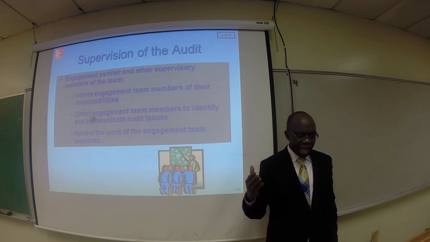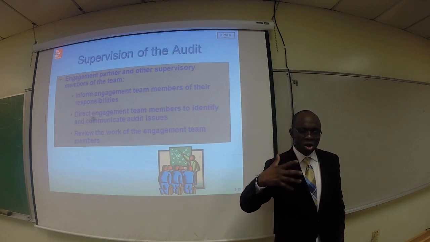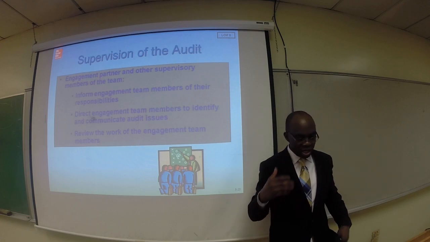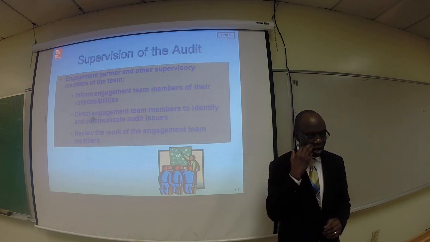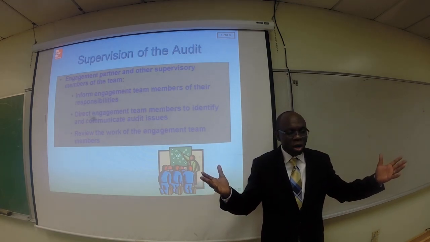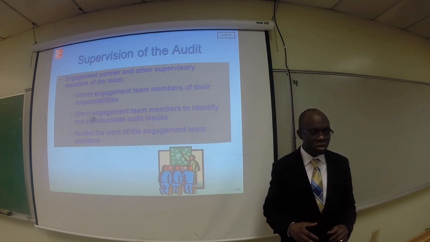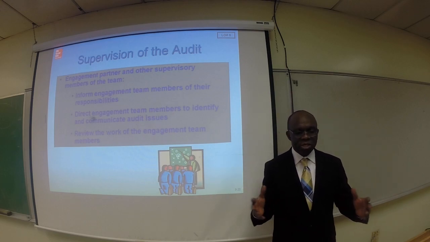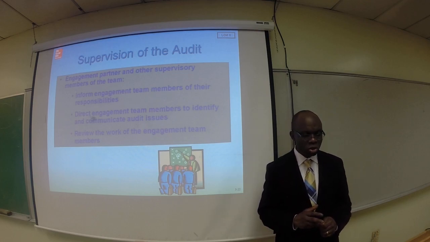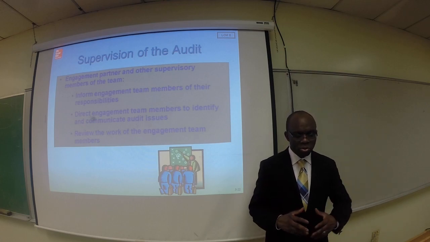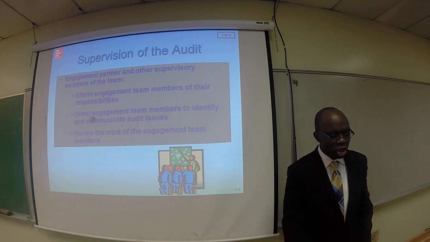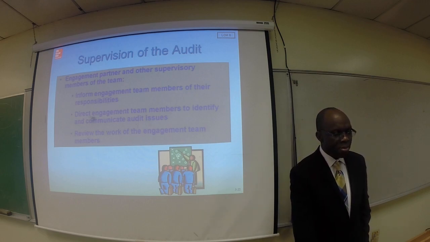We said that the engagement partner or other auditor with more responsibility has to supervise the junior staff, all right? So inform engagement team members of their responsibility. Everybody needs to know who is responsible for what, and so on. Now, there has to be a direction to engagement team members to identify and communicate audit issues. And of course, someone has to be responsible for reviewing the work of the engagement team members.